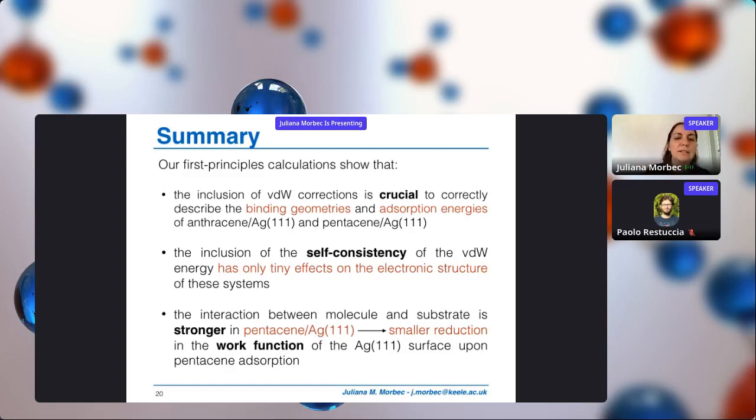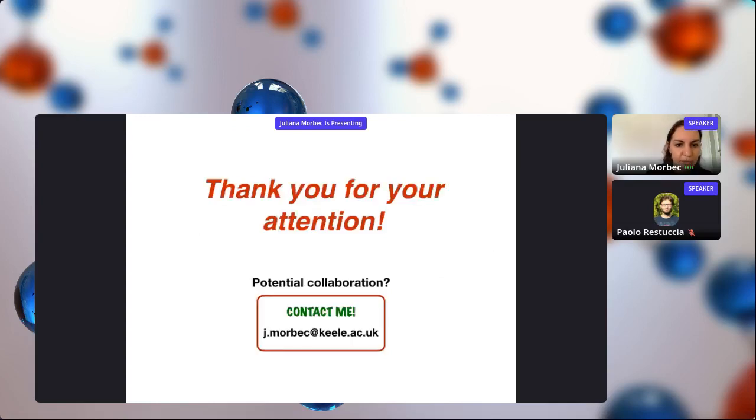But we saw that the interaction between molecule and substrate increases when you increase the size of the supercell, mainly for pentacene, leading to a small reduction in the work function when we put pentacene on the system. And so I think that's all from me today. That was quick. So thank you all for attending and for your attention.